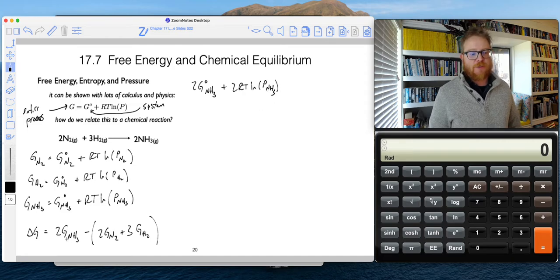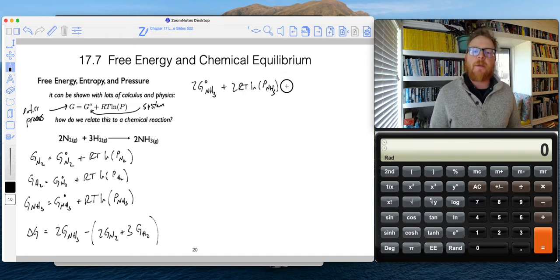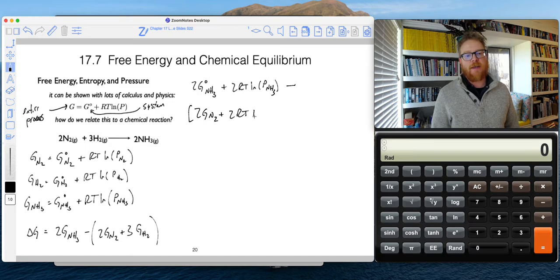NH3. Okay, so we've just done this first part. Apologies for the confusion there. So now I'm going to say minus the sum of all of my reactants, which is going to be 2 G N2 plus 2RT natural log of P N2. And then now that's plus 3, and that's my standard G, right? Standard G, H2 plus 3RT natural log of PH2.